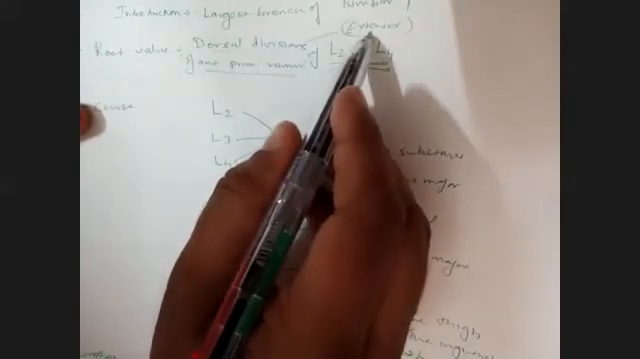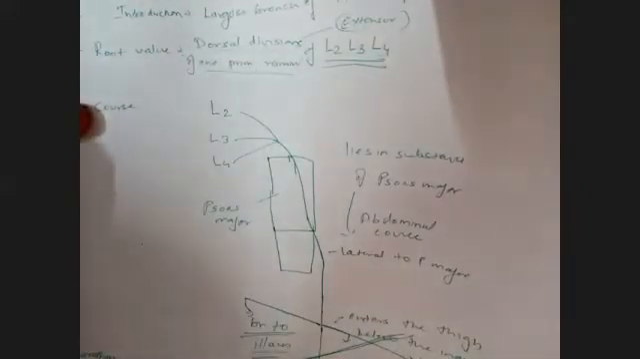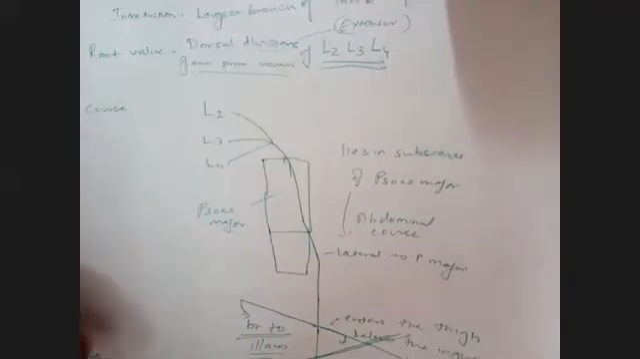Dorsal divisions of this anterior primary rami, they always supply extensor muscles. Front of the thigh has extensors. Front of the arm has flexors. Okay, arm. But when it comes to the front of the thigh, there are extensors.